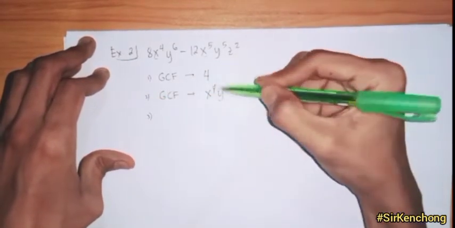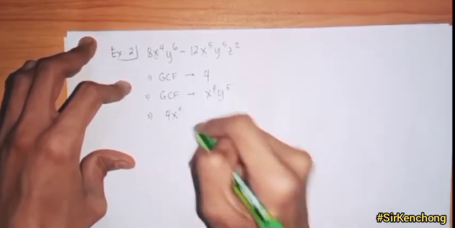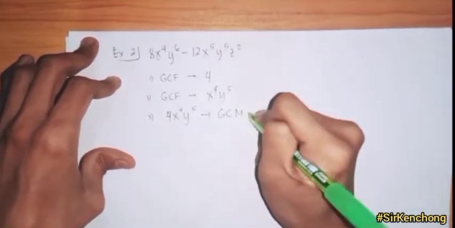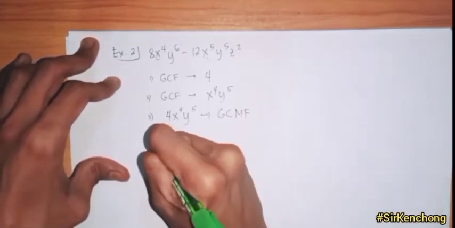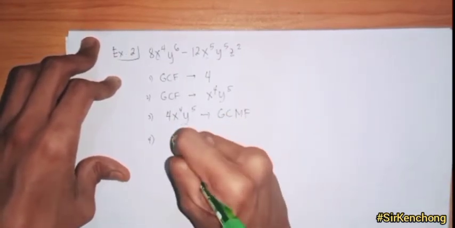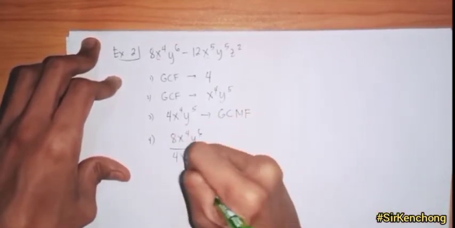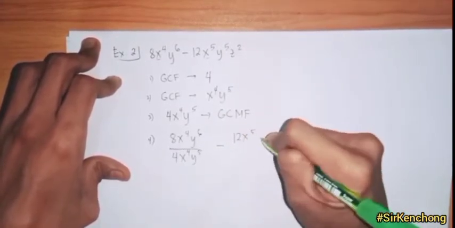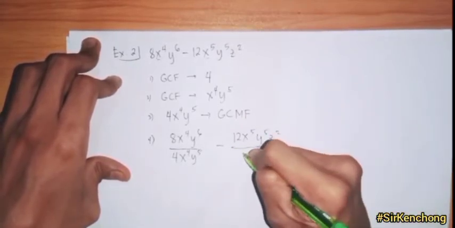Third step, we find for the product. Multiply lang natin ito. So, we have 4 x to the 4th power, y to the 5th power. At ito ang tinatawag nating GCMF, the greatest common monomial factor. Fourth step, i-divide natin yung original polynomial by the greatest common monomial factor. Okay, so 8x to the 4th, y to the 6th, divided by the GCMF, minus yung second term, 12x to the 5th power, y to the 5th power, z squared, divided by the GCMF.